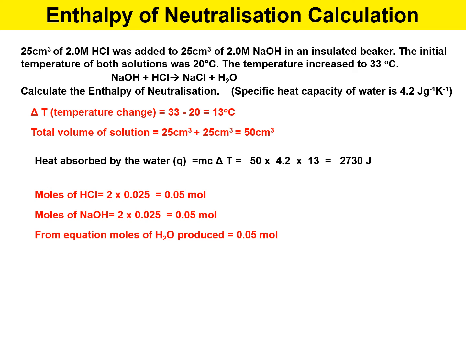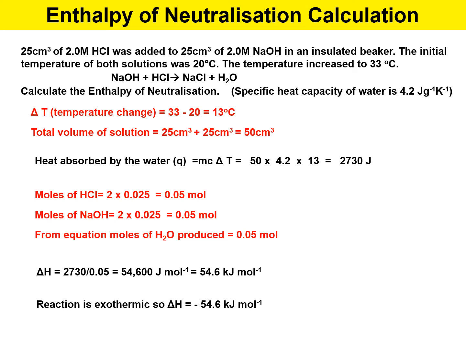If we look at our equation, we can see that we had 0.05 moles of hydrochloric acid and 0.05 moles of sodium hydroxide. That means that we produced 0.05 moles of water. To work out our enthalpy of neutralization, we divide the heat absorbed by the water by the moles of water and convert our joules per mole to kilojoules per mole. Because the temperature went up, this reaction is exothermic, so the value then becomes negative.